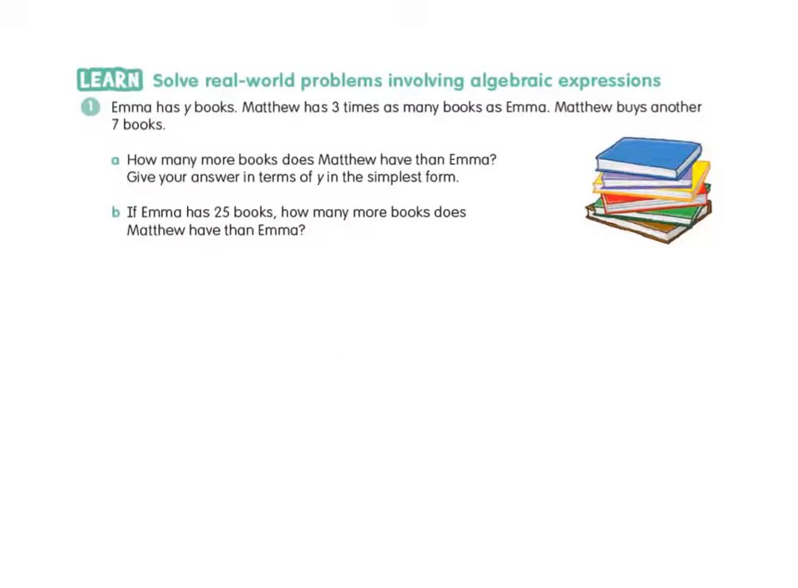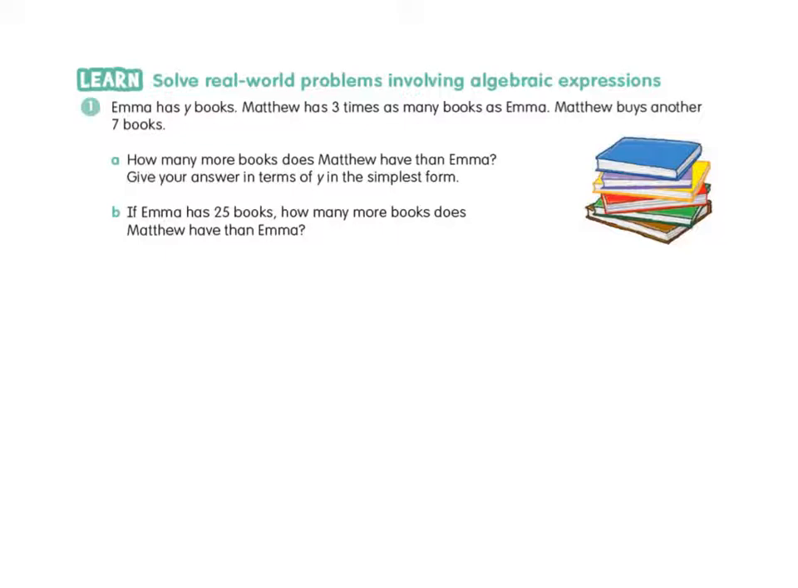This word problem says Emma has Y books. Matthew has 3 times as many books as Emma. Matthew then buys another 7 books. How many more books does Matthew have than Emma? Give your answer in terms of Y in simplest form.